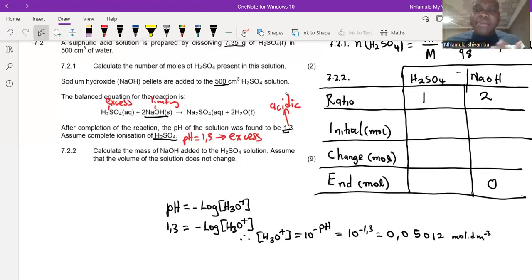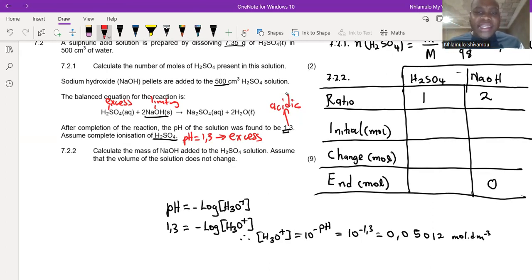But now in the RICE table, we don't have hydronium. What we have in the RICE table is sulfuric acid. So we need to use this concentration of hydronium to get the concentration of sulfuric acid. How do we get it? When an acid and a base react in a container where there is water, there is a reaction that takes place in the background. Learners, please don't forget this reaction. It is always there, but not indicated. That is the ionization of the acid.